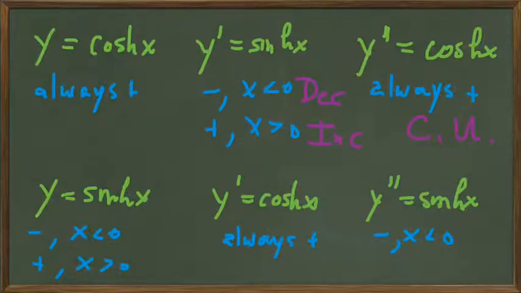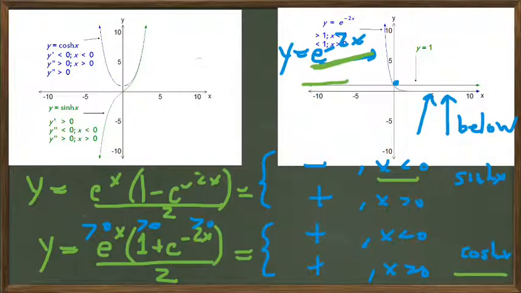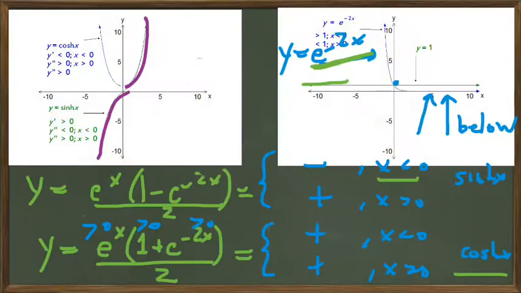The sinh function is below the axis when x is less than 0, and above the axis when x is greater than 0. That is what we have happening here, right? It's below the axis here, and it's above the axis here. Its derivative is always positive, so it's always increasing. And yes, when we look at its graph, that is an always increasing function.